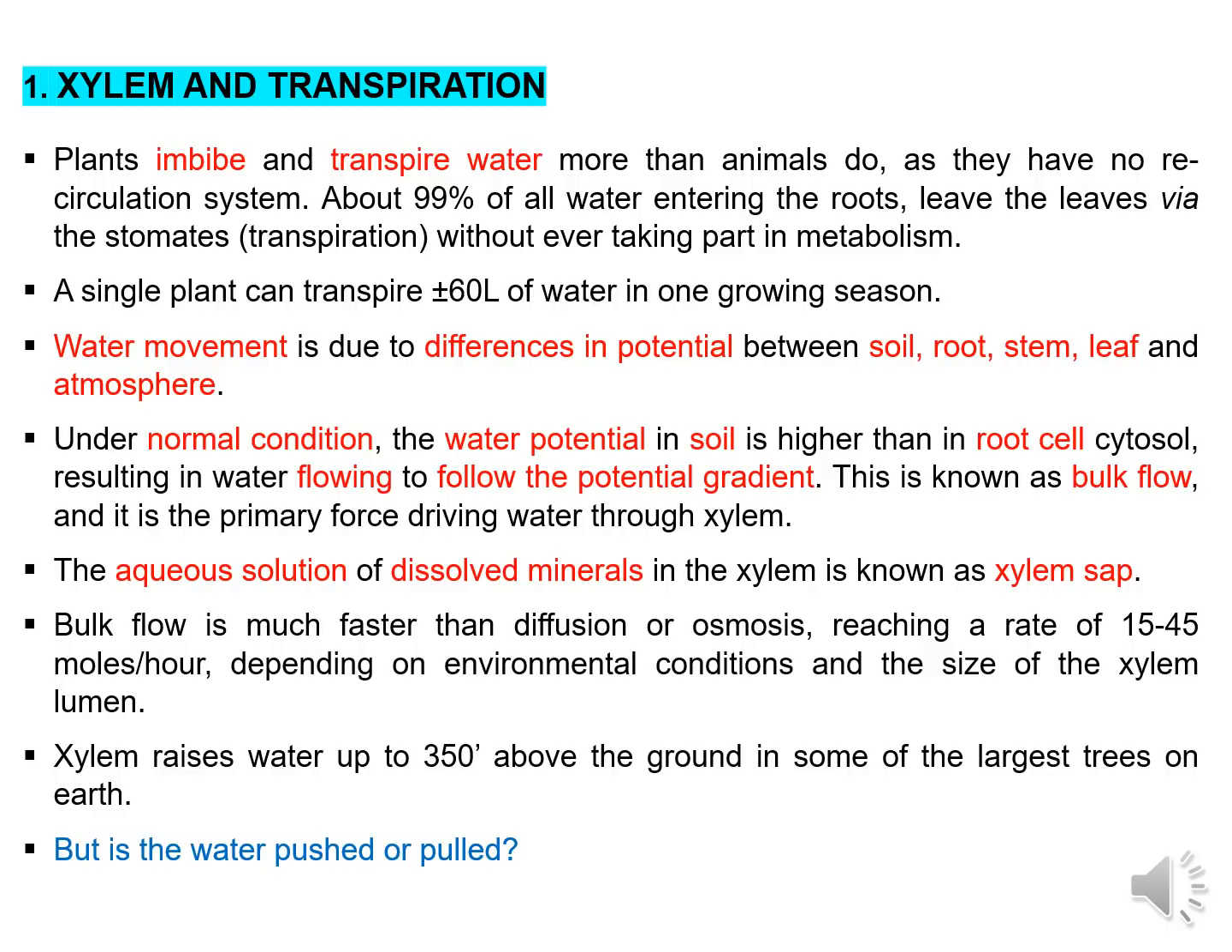Under normal conditions, the water potential in soil is higher than in root cell, resulting in water flowing to follow the potential gradient. This is known as bulk flow, and this is the primary force that drives the water through xylem. I repeat again, under normal conditions, the water potential in soil is always higher than in root cell. Water from soil will flow, following the potential gradient, into the root cell. This is known as bulk flow, the primary force that drives the water through xylem from the beginning.